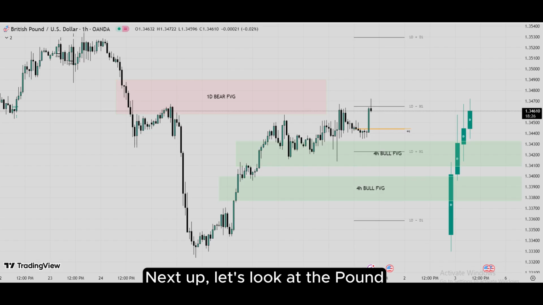Next up, let's look at the pound against the US dollar, or GBPUSD. The story here is quite different. We witnessed a liquidity sweep that tested a recent high. This move failed to continue upward and instead triggered a change in the state of delivery, sending the price sharply lower. It has now broken below the daily fair value gap.